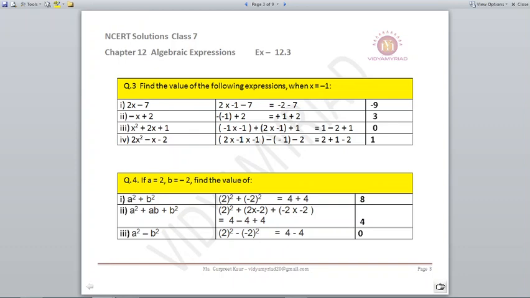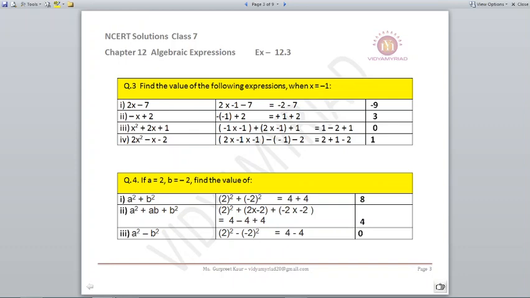Next, a square plus ab plus b square. So, what is it now? 2 square plus 2 into minus 2. Be careful. A is 2, b is minus 2. So, write it in bracket. Plus b square is minus 2 into minus 2. So, 2 2s are 4. 2 into 2 is minus 4. 2 into 2 is 4. But there are two negatives. 2 negatives mean positive. So, when you have even negatives, you will result in positive. When you have odd negative numbers, then result is negative. Now, 4 plus 4 is 8. 8 minus 4 is 4. That is your required answer.